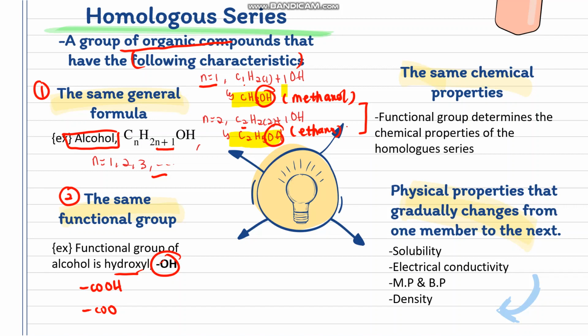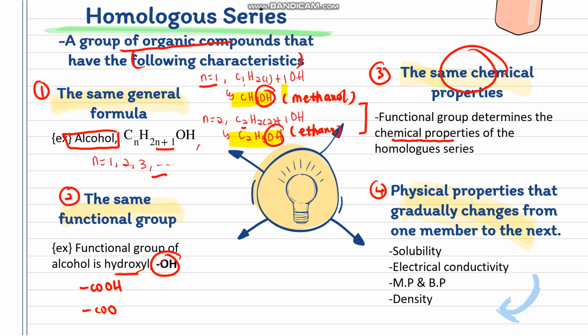Next, the homologous series will have the same chemical property. So remember, the functional group will determine the chemical property of the homologous series. For example here, methanol and ethanol have the same functional group, which is the hydroxyl group, so they will have the same chemical properties. Next, the last one is that the physical property will change from one member to the next.